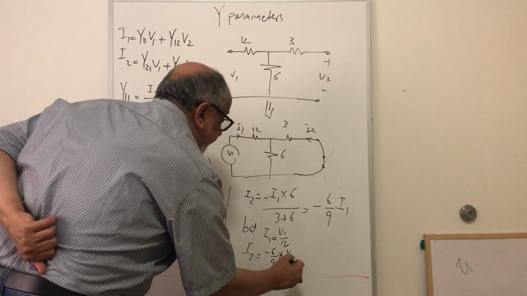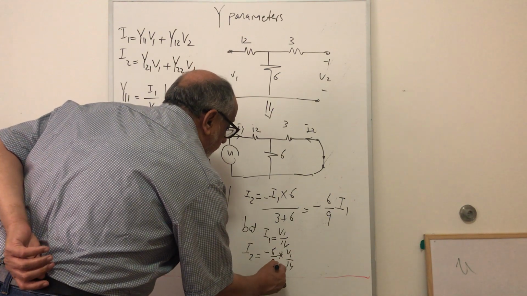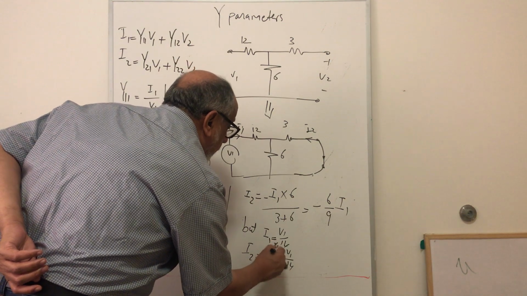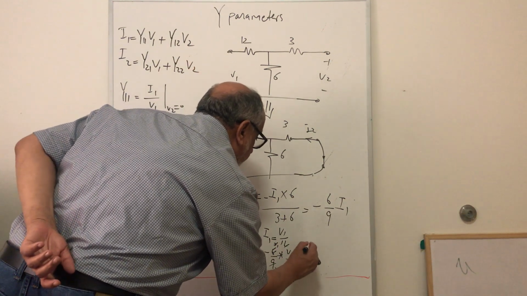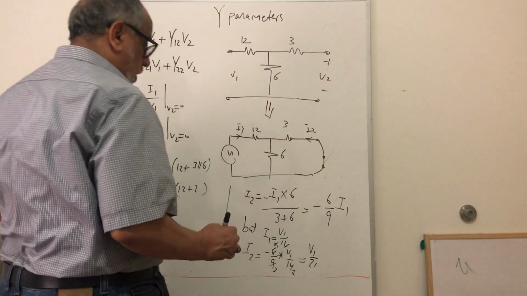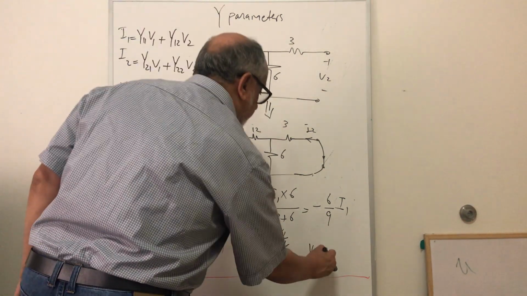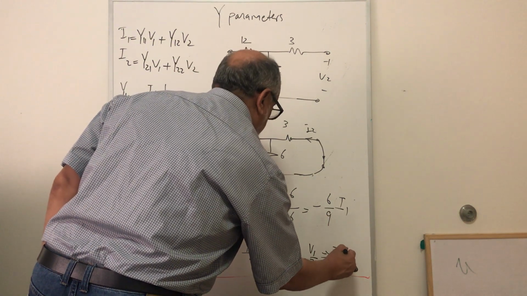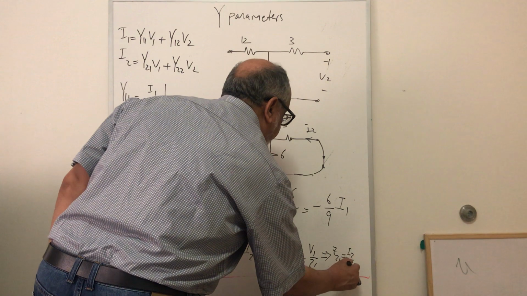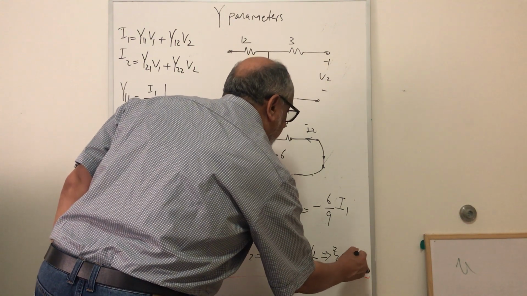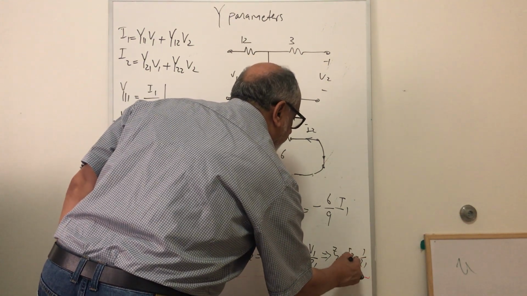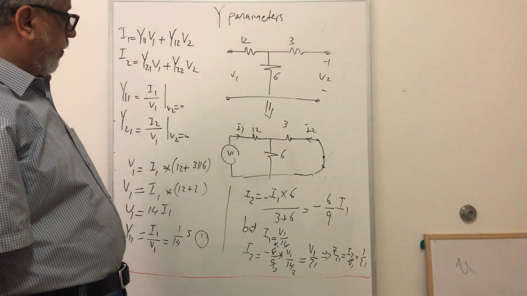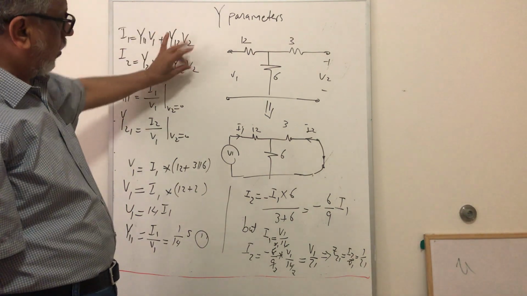This will become 3, this is 3, this is 2, this is 1, this is 7. So that will be V1 over 21. So we can find from which we can tell that Z21 is equal to I2 over V1, and that will be equal to 1 over 21. Alright? 1 over 21. So these are the two parameters when we set V2 equal to 0.